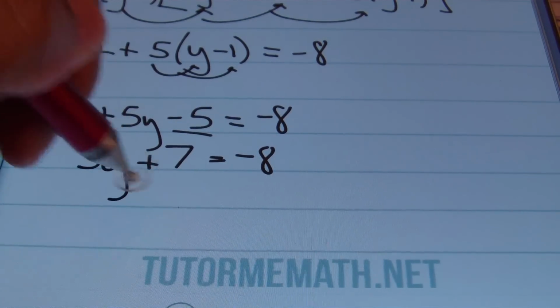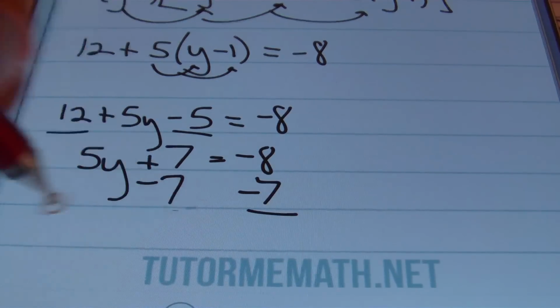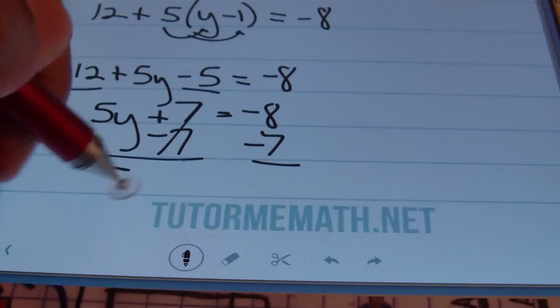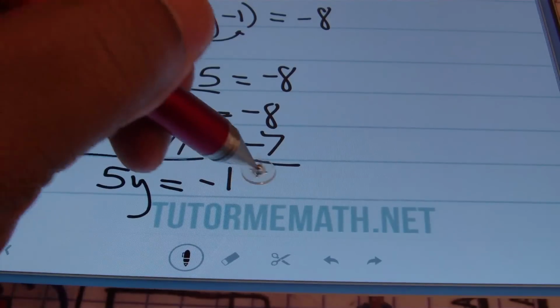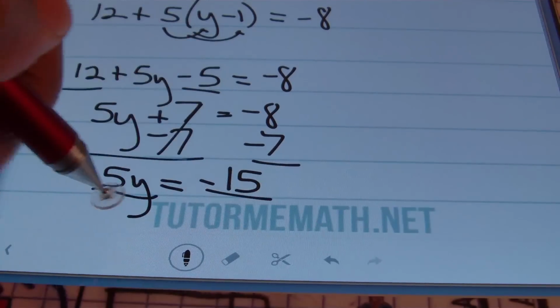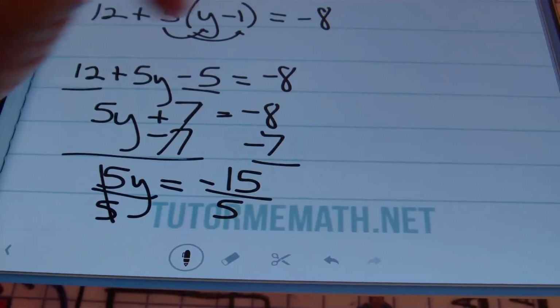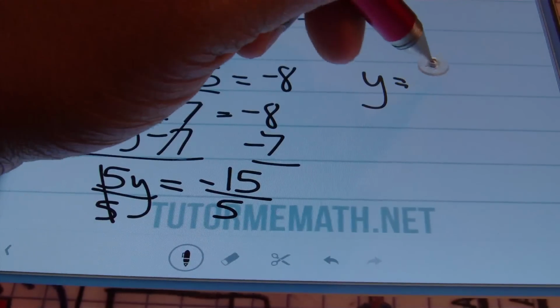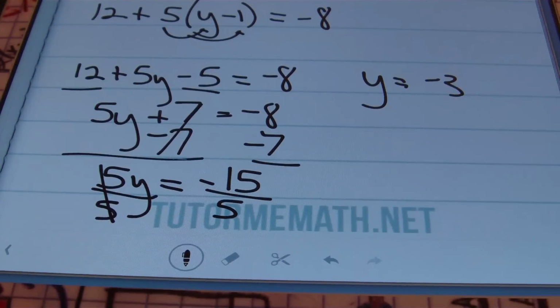Then I'm going to subtract 7 from both sides. Oh, yes, I will. And then I'll bring down 5y, which equals negative 15. Just like that. All right, we'll be dividing both sides of this equation by 5 now. When I divide both sides by 5, I'll end up with y equals negative 3 potentially, all right? This may or may not be the answer.